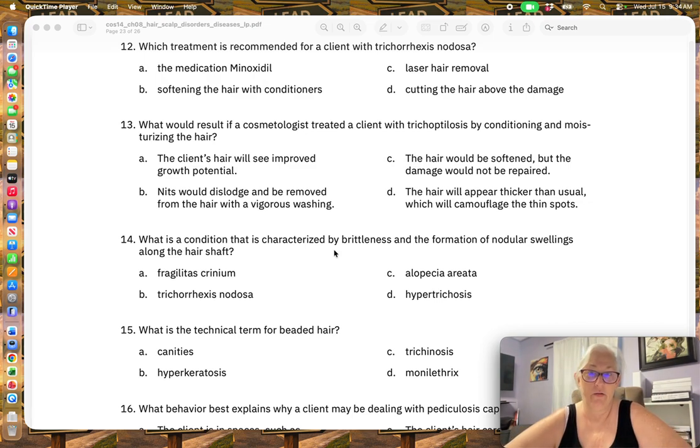So if the hair needs to be cut, can you get away with not cutting it? Sure. Can you condition it? Sure. It's going to soften. It's going to put a Band-Aid on it. It's going to repair it a little bit. But it's certainly not going to be repaired. It's not going to be fixed. So that's the answer, C.